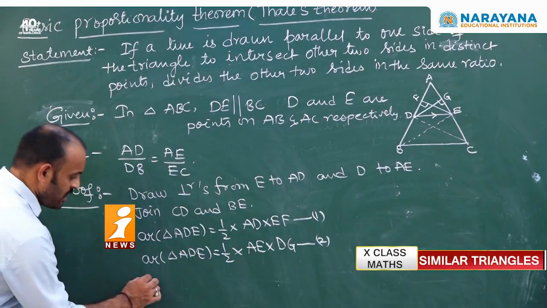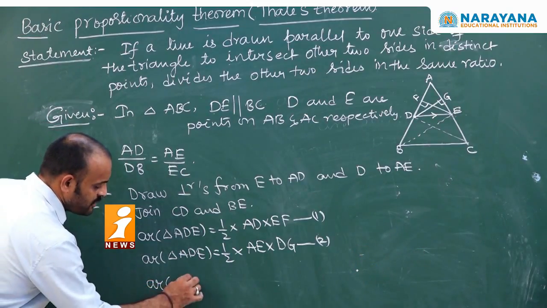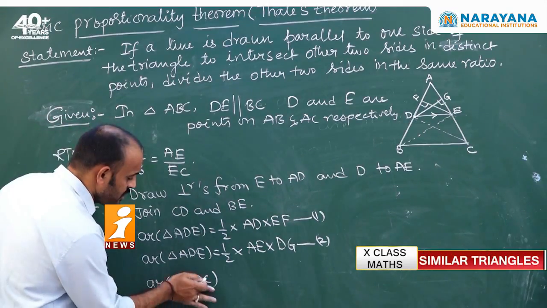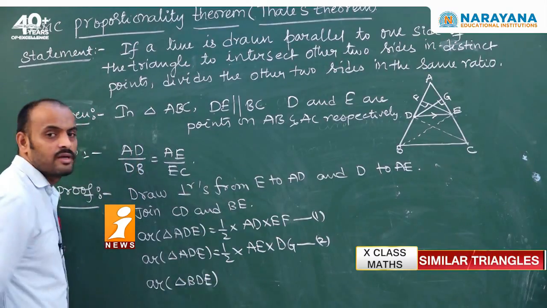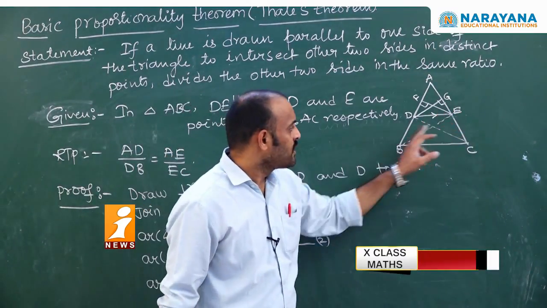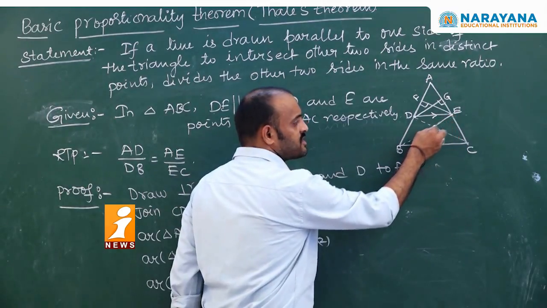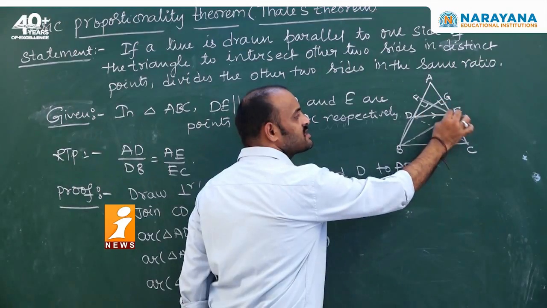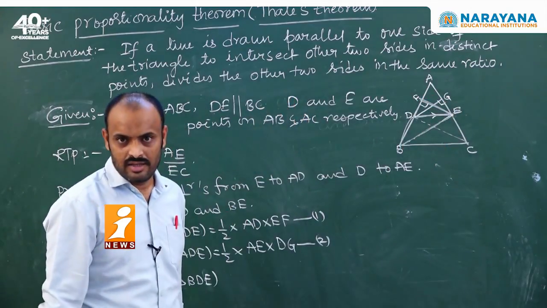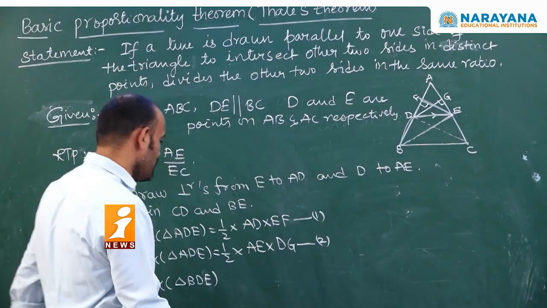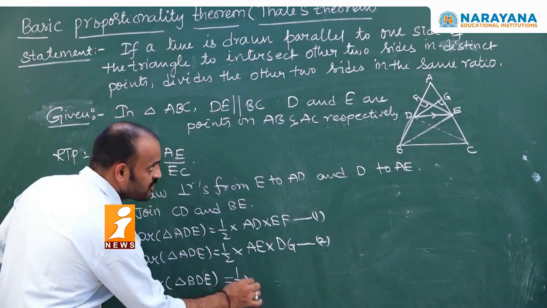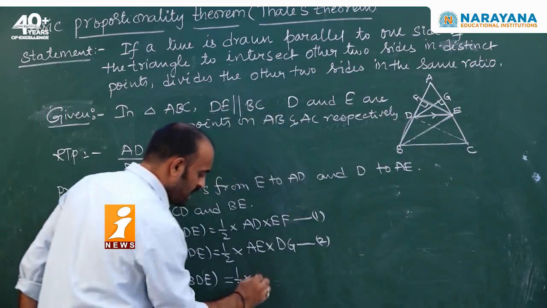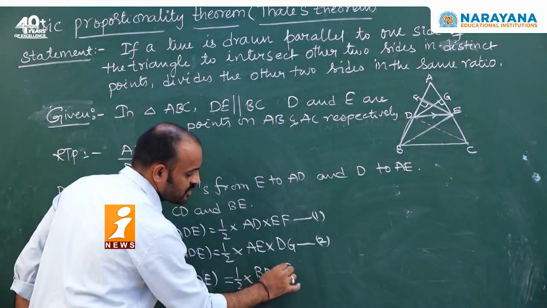Next, I am going to find the area of triangle BDC. Sorry, area of triangle BDE. If you see this, for the area of triangle BDE, the altitude lies outside the triangle. What is the area of triangle BDE? Half into, I am considering base as BD, therefore height will be EF. Half into BD into EF.